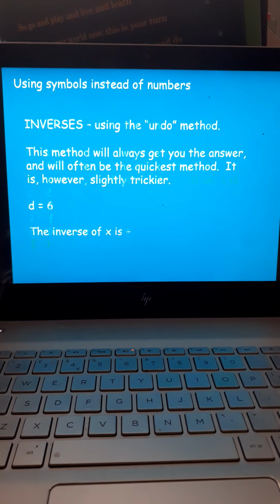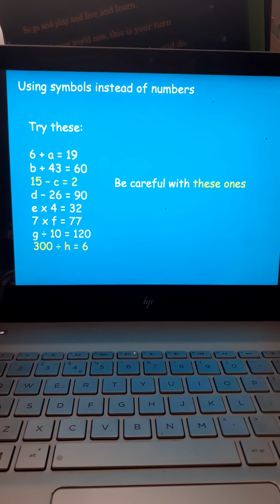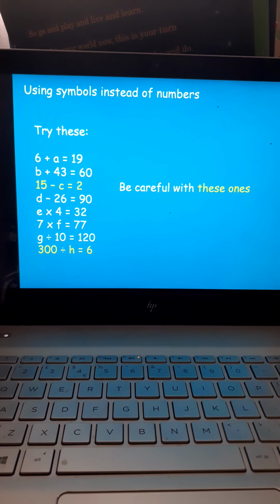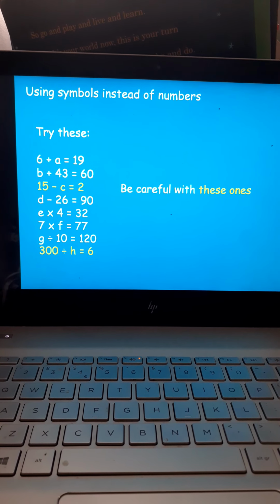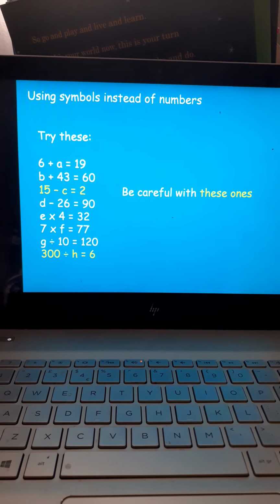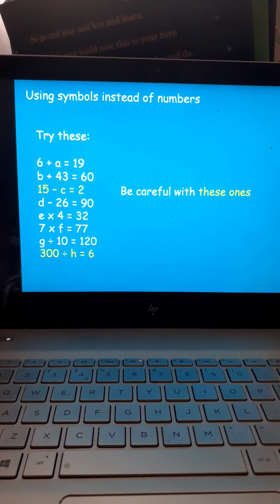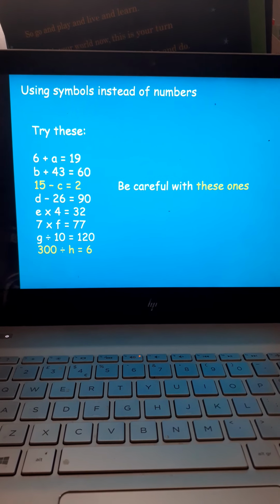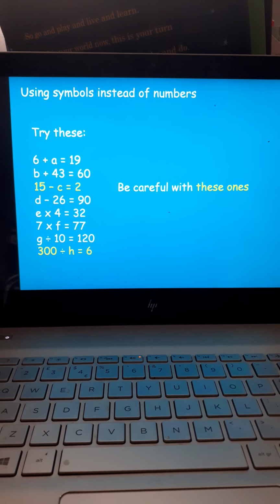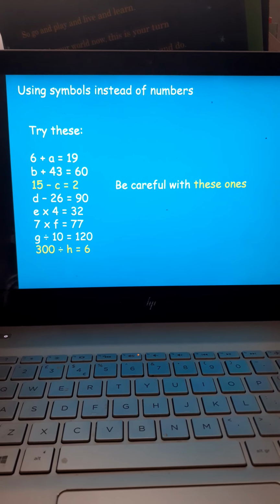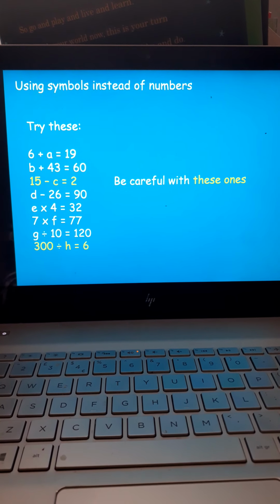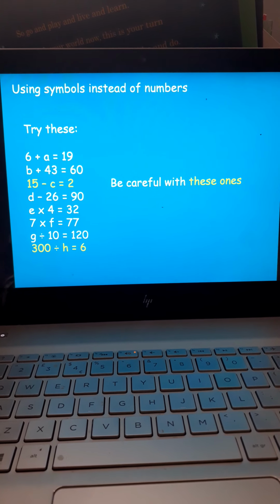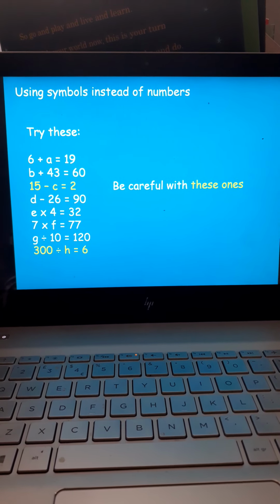Very good. Okay, do you want to pause now and have a go at these ones on the PowerPoint? The ones in yellow, be careful of because, I don't know, have a think. Why must you be careful with those ones? Interesting. Go. Okay, the ones in yellow, be careful of because the number is trying to fool you. 15 take away C, for example, is 2. Some people would say 17. No. 15 take away C is 2, so C must be less than 15. Interesting. Here are the answers.